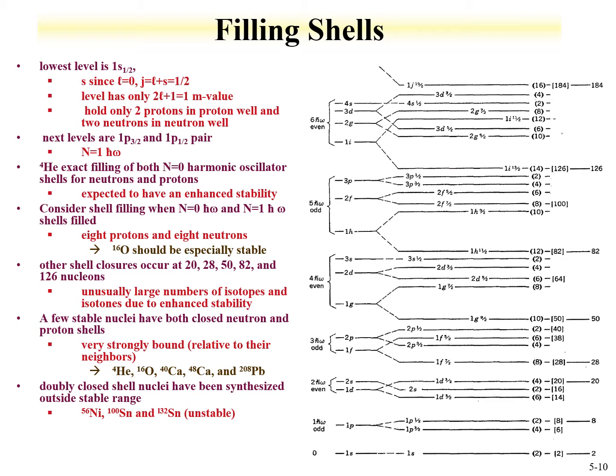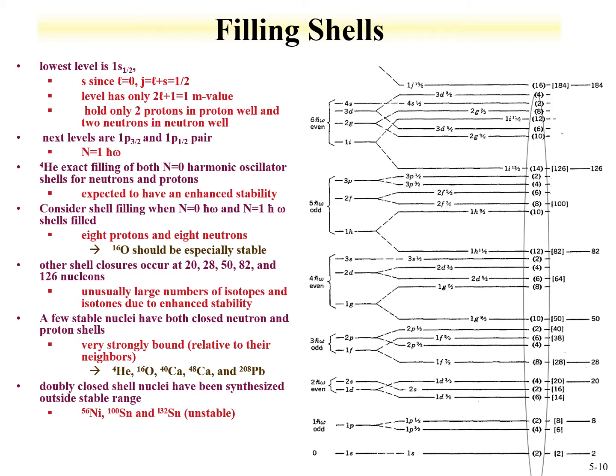A few stable nuclei have both closed neutron and proton shells. They're very strongly bound relative to their neighbors. We can also call these doubly magic nuclei, and some examples are listed here: helium-4, oxygen-16, calcium-40 and 48, lead-208. We can also find doubly closed, doubly magic nuclei that are unstable. Examples are given here, and particularly tin-132 being one of the driving forces in the asymmetric fission distribution.